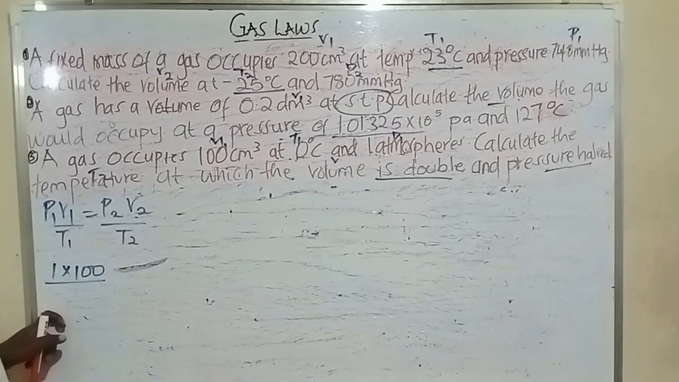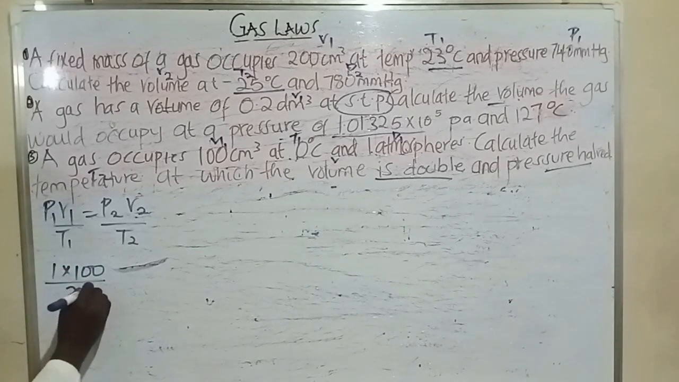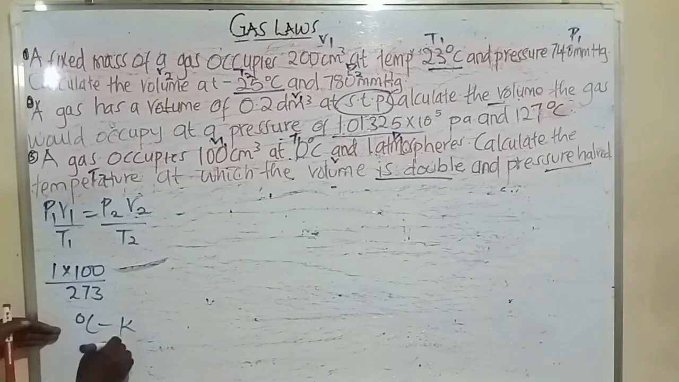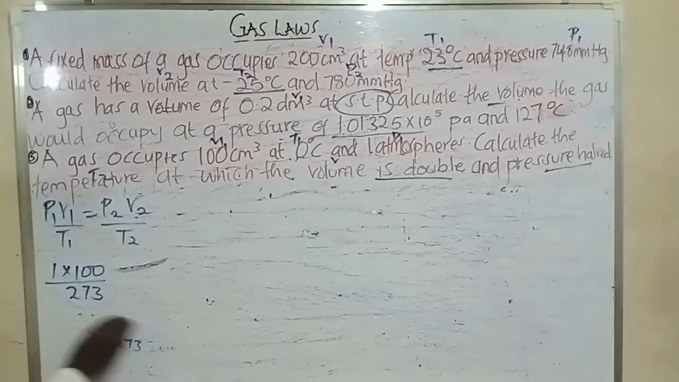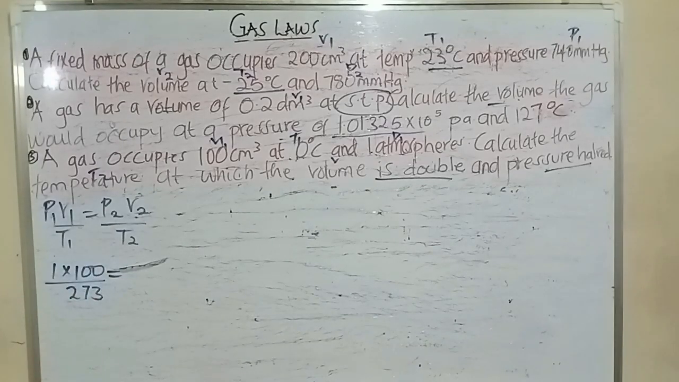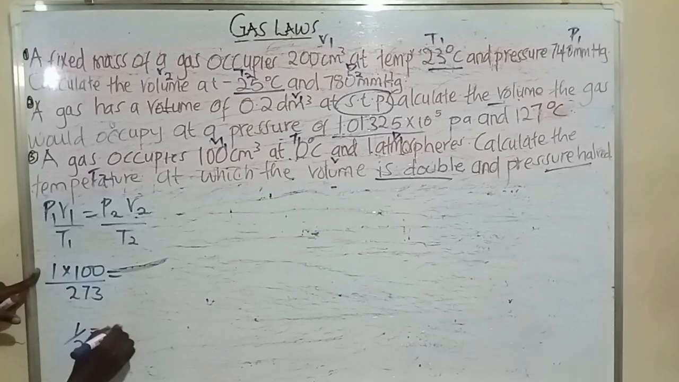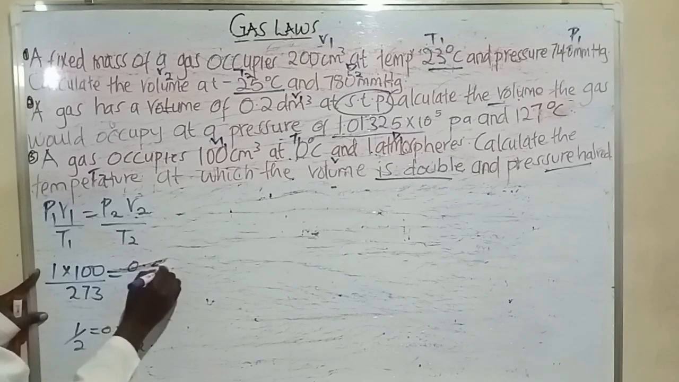Our T1 is, so 0 degrees Celsius is 273 kelvins. Because we said you convert degrees to Kelvin by adding 273. So if you add 0 to 273, you get 273. Now, this is equal to our P2. We have been told that our P2 is halved. So the P2, we are going to do P1 divided by 2. The half of 1 is 0.5. So times 0.5, that is P2.